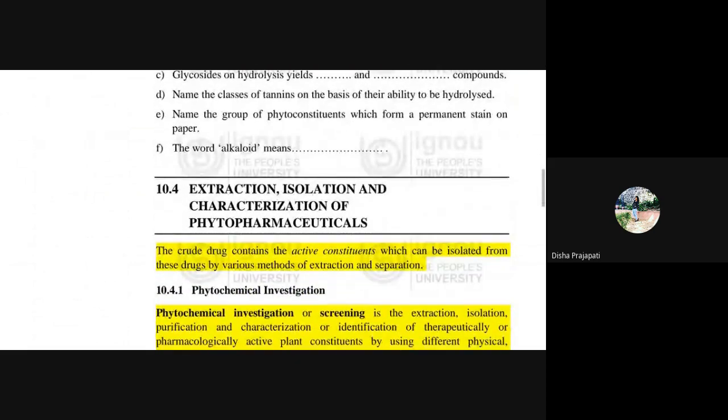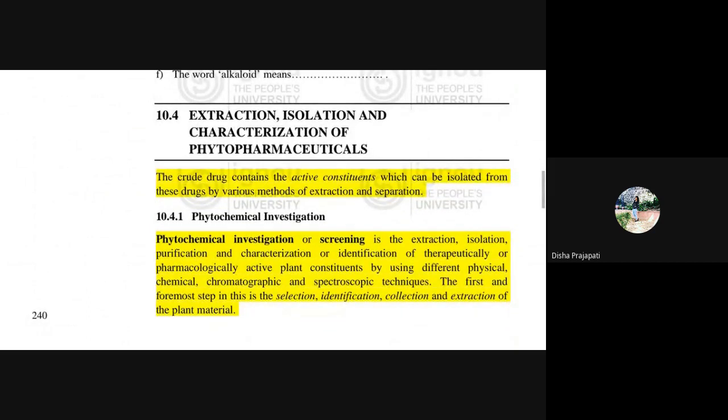Now, extraction, isolation, and characterization of phytopharmaceuticals. The crude drug contains the active constituents which can be isolated from these drugs by various methods of extraction and separation of these active constituents in the drugs. Phytochemical investigation. Phytochemical investigation or screening is the extraction, isolation, purification, and characterization or identification of therapeutically or pharmacologically active plant constituents by using different physical, chemical, chromatographic, and spectroscopic techniques.